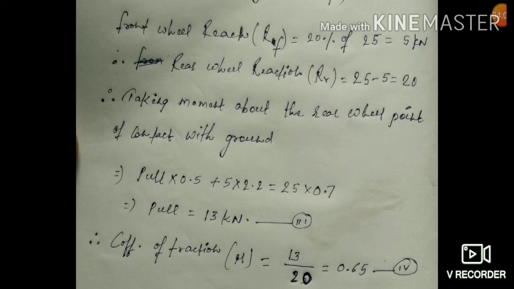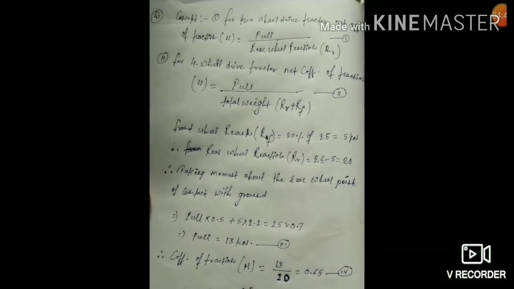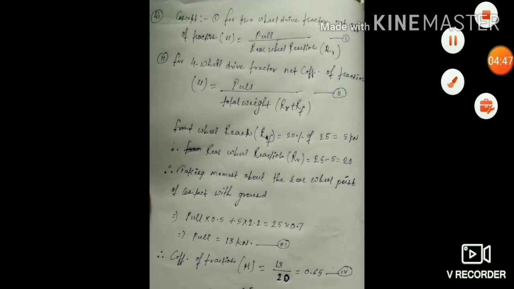Friends, many people are confused in such type of questions about which value should I take positive or which value should I take negative. You can decide it by using the Fleming's left hand rule. You should simply see the direction of torque, whether the direction of torque is inside the plane or outside the plane. For inside you should consider one sign, and for all outside direction of torques you should consider another sign. And after this you get the pull, that is 13 kilonewton, and then you calculate the coefficient of traction, that is, since it is a two-wheel drive tractor, so coefficient of traction is 13 by 25 is equal to 0.65.